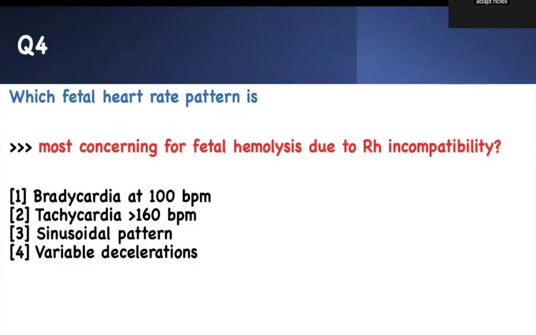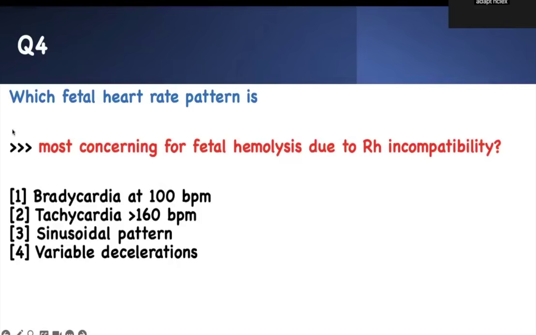Which fetal heart pattern is most concerning for fetal hemolysis due to Rh incompatibility? This one, please know it in case you see it. It's a very important fact you're supposed to know so that in case they ask you which fetal heart rate pattern, when the fetus has so much blood loss due to hemolysis associated with Rh incompatibility, you will see it on the fetal monitoring. Is it bradycardia? Is it tachycardia? Is it sinusoidal pattern or variable decel?